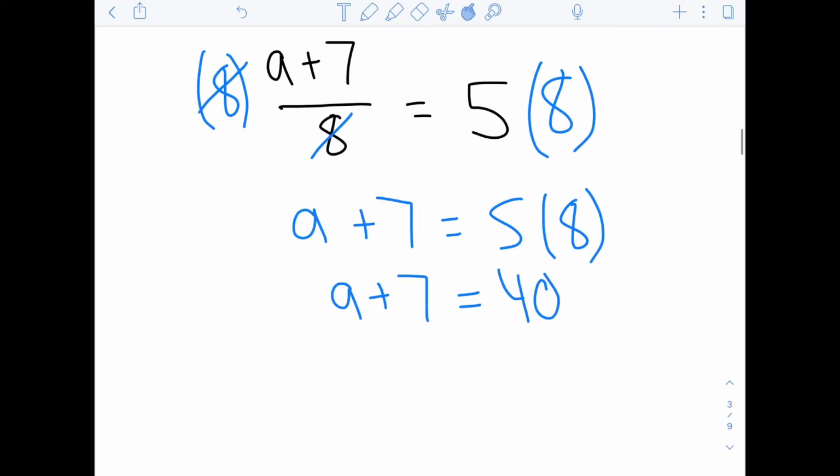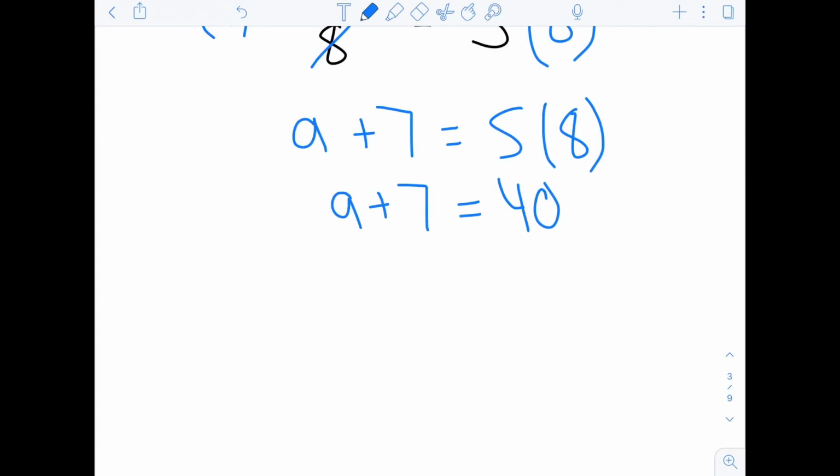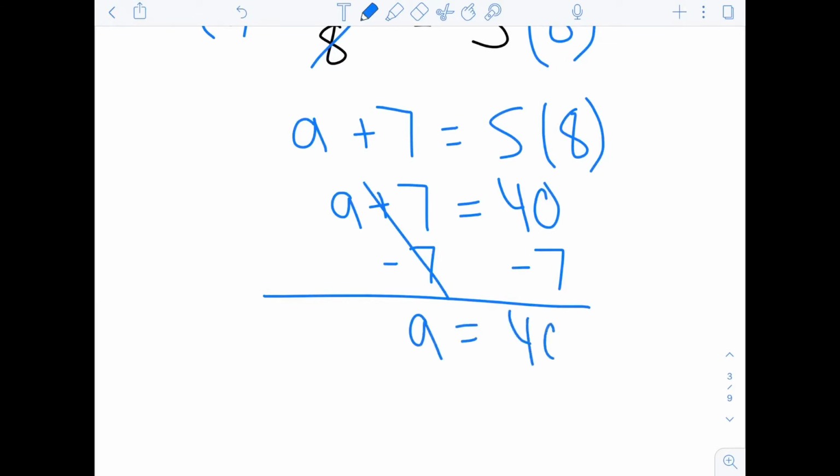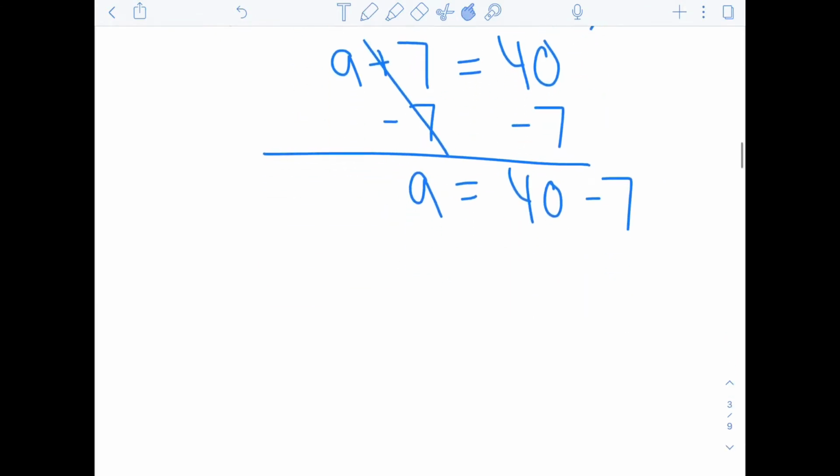And now to cancel out the positive 7, we can subtract 7 from both sides. And you're left with a equals 40 minus 7. And 40 minus 7 equals 33.